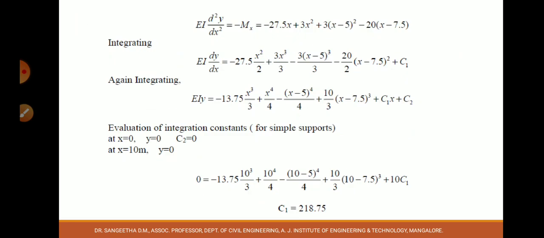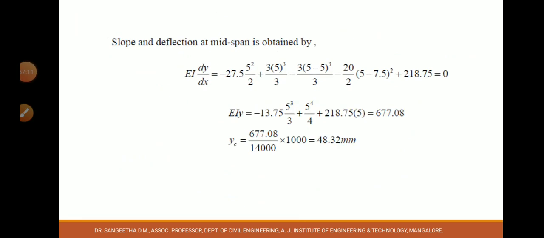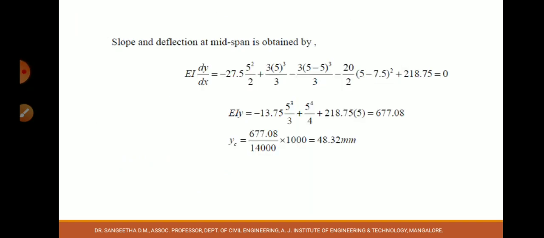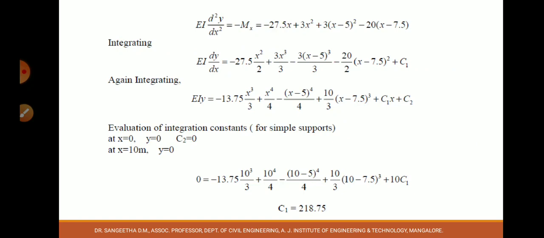A into d square y by dx square, that is equal to minus mx. So minus mx is minus 27.5x, that minus it gets converted everything. So plus 3x square plus 3 into x minus 5 whole square minus 20 into x minus 7.5.